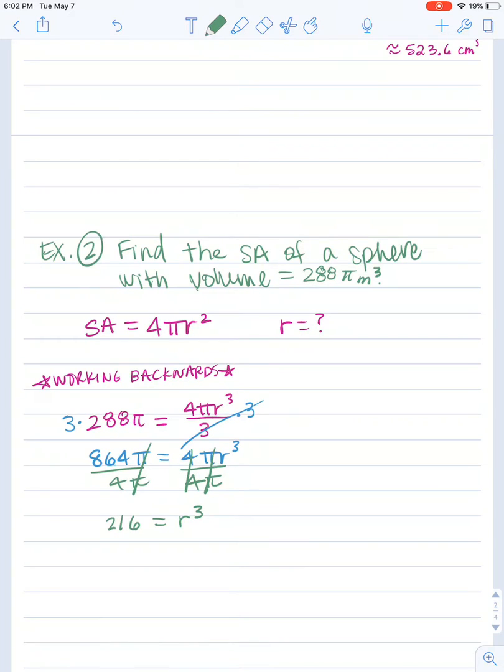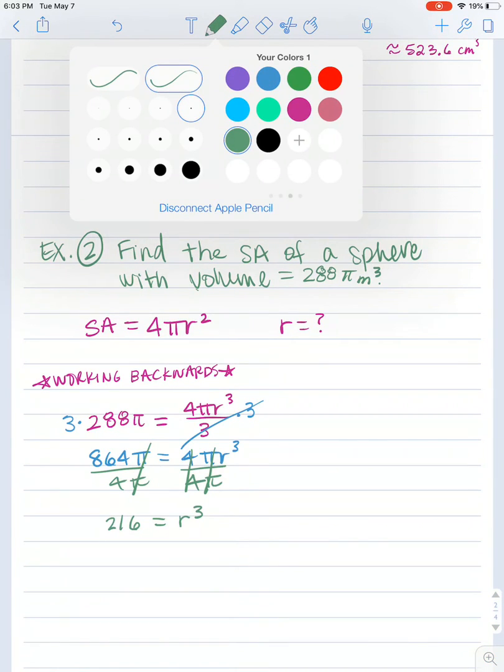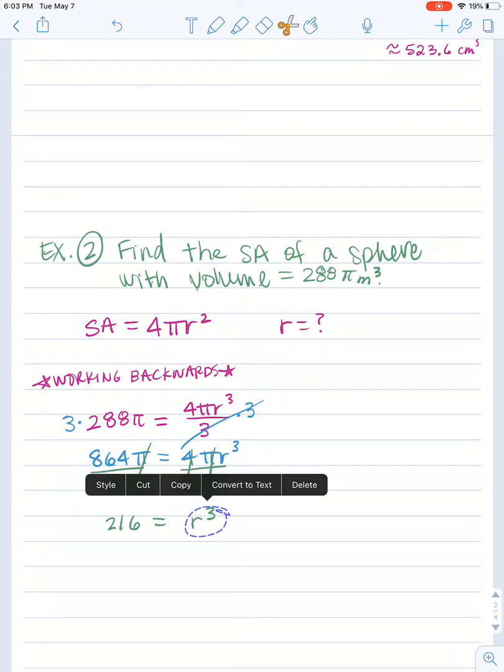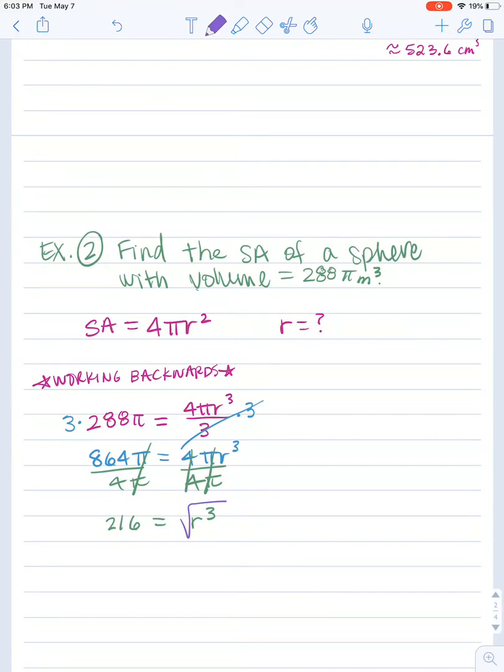Now, normally, if this was r squared, you would say square root it, right? But that's not a square. What is that? That is a cube. So we have to do the opposite of cubing, which is cube rooting. So it looks like this. Let's get another color up in here. How about we'll go to purple. So cube rooting is going to be the same kind of thing as square rooting, but you have to add a little tiny 3. That's called the index there.